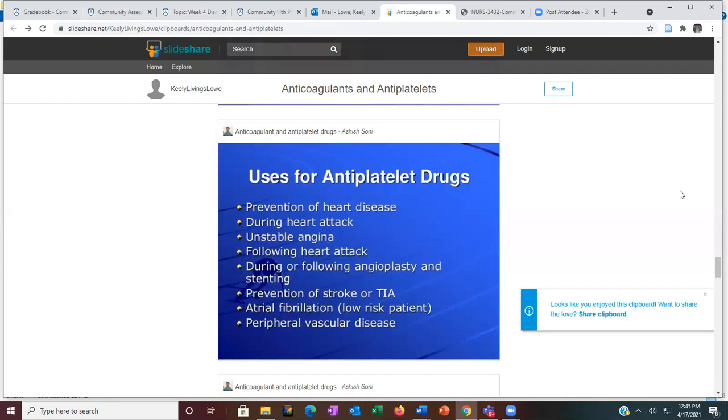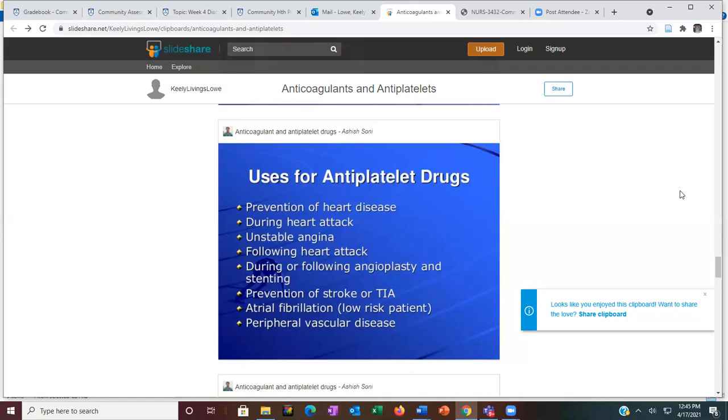So unstable angina, again, unstable angina is during a heart attack. If I'm having chest pain and I sit and I rest and chest pain does not get better, that means that there is an occlusion of a blood vessel. We don't want platelets to go to that area and increase the level of the clot following a heart attack.